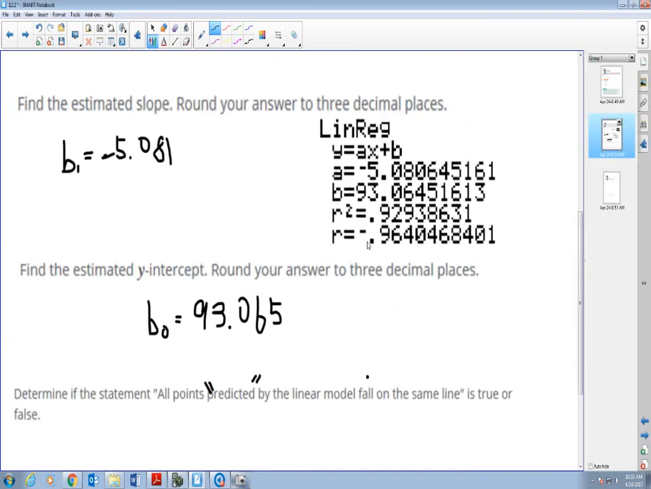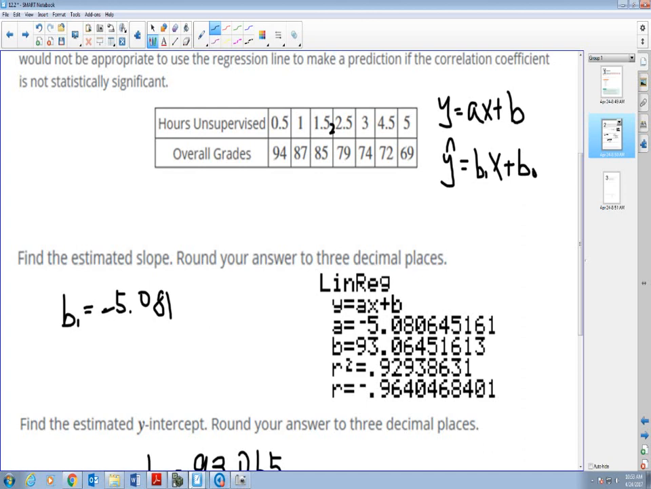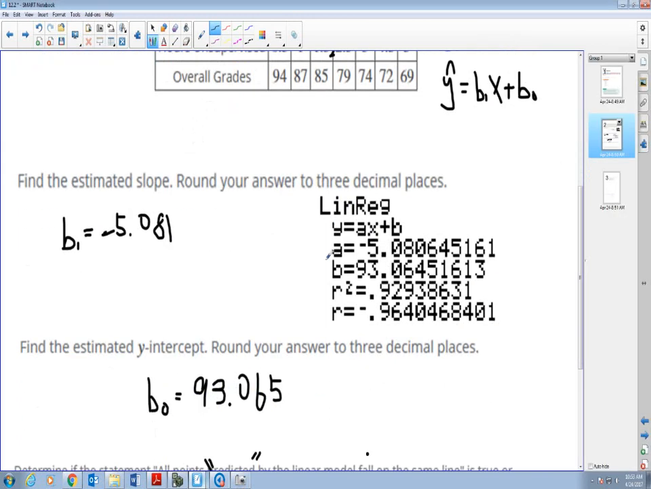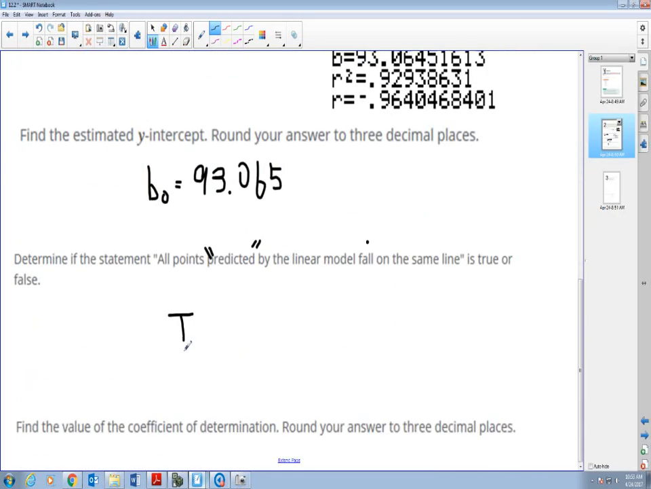So I wonder, 2 hours unsupervised, what's the grade going to be? I go to the second table and just look up under x equal to 2. 2 hours unsupervised, the grade is about 82.9. So this point has to be on what? On this line. Okay, so the answer has to be true. All the predicted points by the linear model have to be on the linear model line.